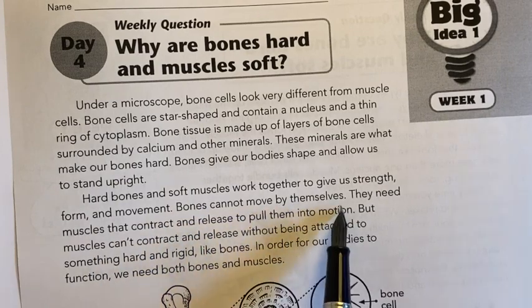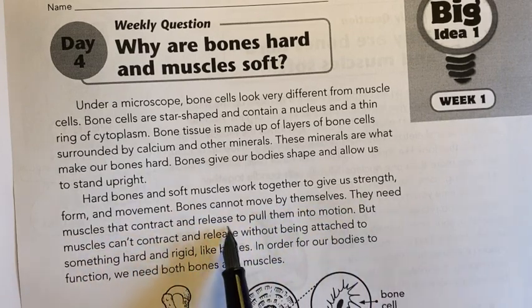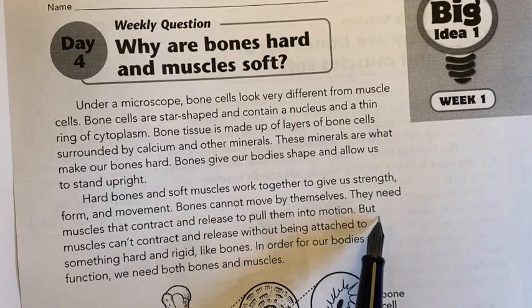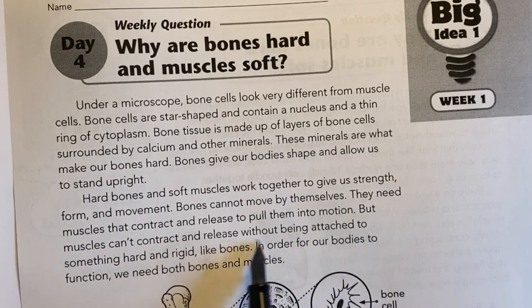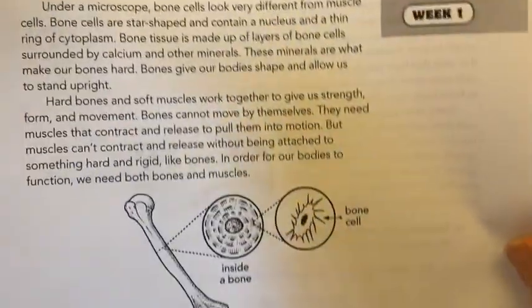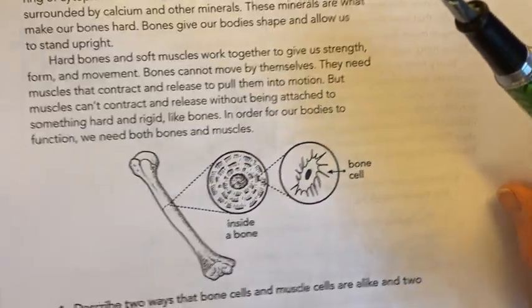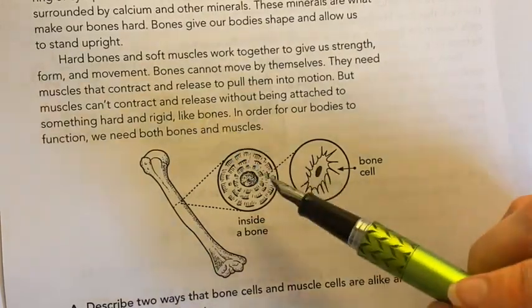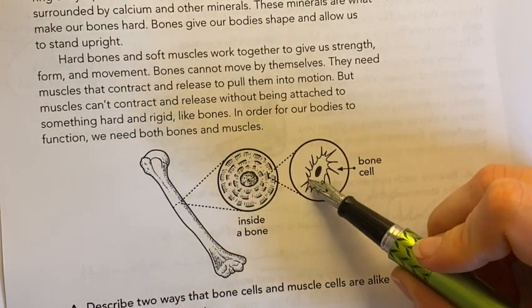Bones cannot move by themselves. They need muscles that contract and release to pull them into motion. But muscles can't contract and release without being attached to something hard and rigid like bones. In order for our bodies to function, we need both bones and muscles. So let's look. This is inside a bone. So it shows inside a bone, and this is what a bone cell looks like.